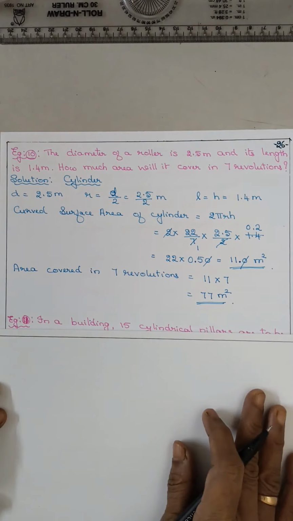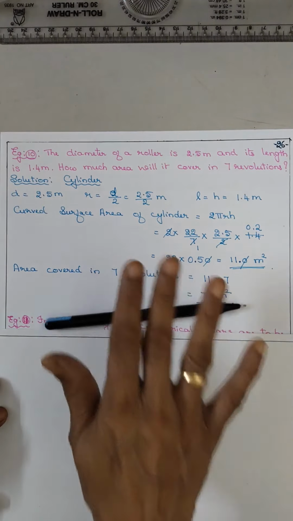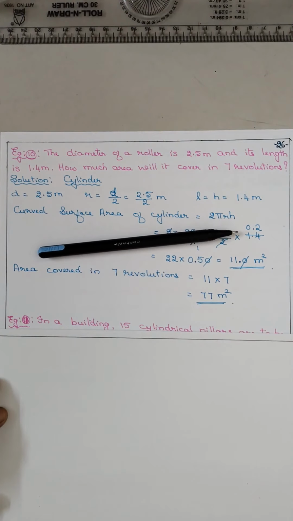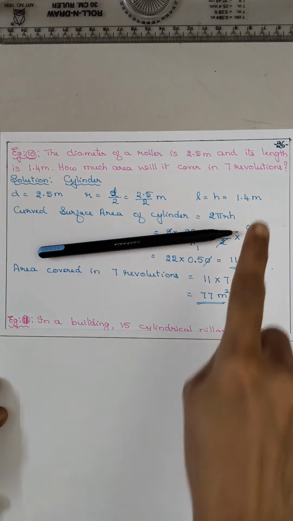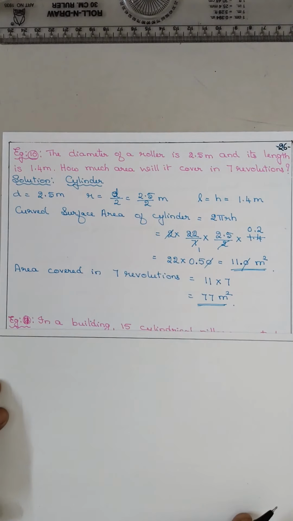Hope you understood this sum. So when you roll it, it is only the CSA, not the TSA. So find out the CSA and then see how many revolutions there are, and multiply by that number.